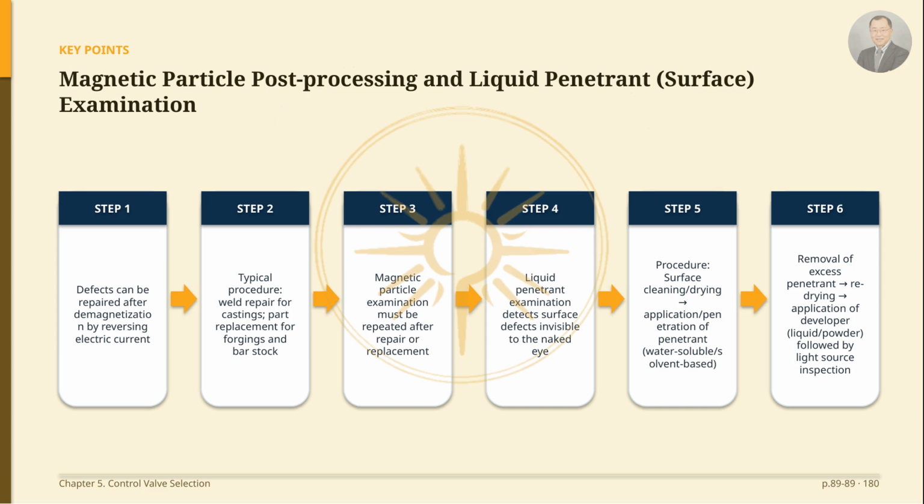The second method, liquid penetrant examination, detects surface defects not visible to the naked eye. First, the surface to be examined is thoroughly cleaned and dried. Then a liquid penetrant dye, either water or solvent soluble, is applied by dipping, brushing, or spraying, and allowed time to penetrate. Next, excess penetrant is washed or wiped off, the surface is again thoroughly dried, and a developer in liquid or powder form is applied to perform the inspection under the applicable light source.